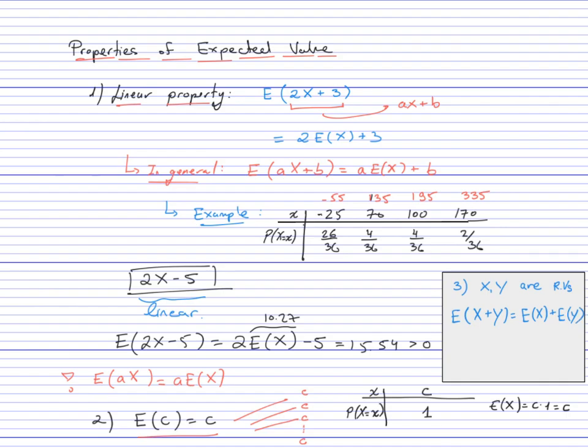And that ends the 3 properties that we talked about: property number 1, property number 2, and property number 3.